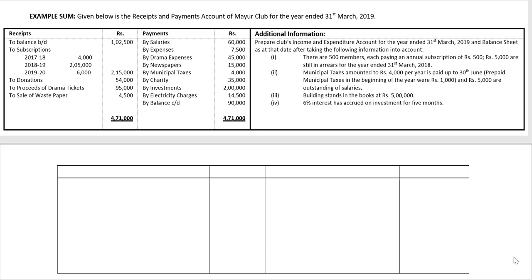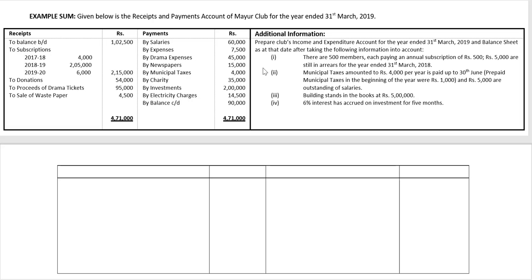Hi, in this video, we will solve the fourth complete comprehensive example. Let's go to the example sum. Example sum given below is the receipts and payments account of Mayur Club for the year ended 31st March 2019.